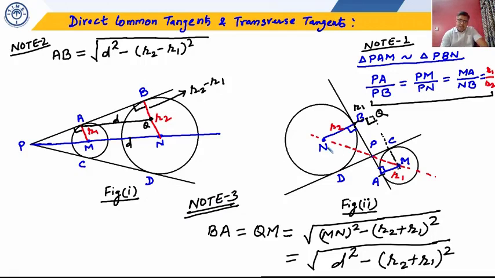Note 1 is PA upon PB is equal to PM upon PN is equal to MA upon NB, and MA and NB are radii, so R1 upon R2. Note 2 is the length of direct common tangent: D square minus the difference of radii whole square, under root. What is D? D is the distance between the centers of two circles. What is note 3? D square minus the sum of the radii whole square. So D is the distance between the centers, and R2 and R1 are the radii of the two circles. I hope this is fine. Alright.